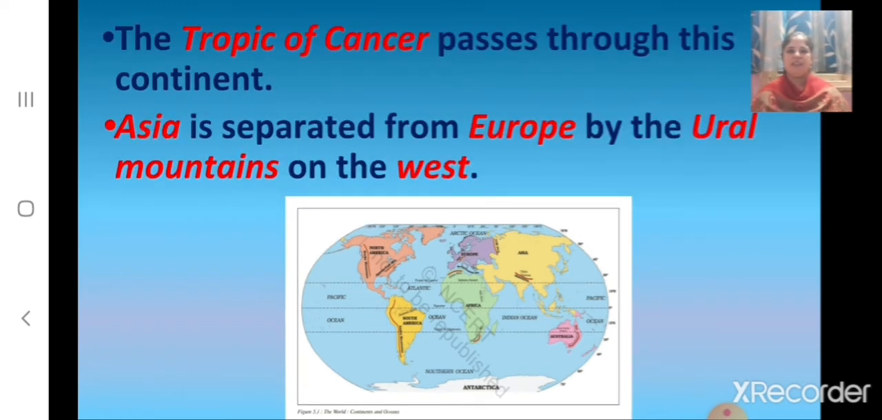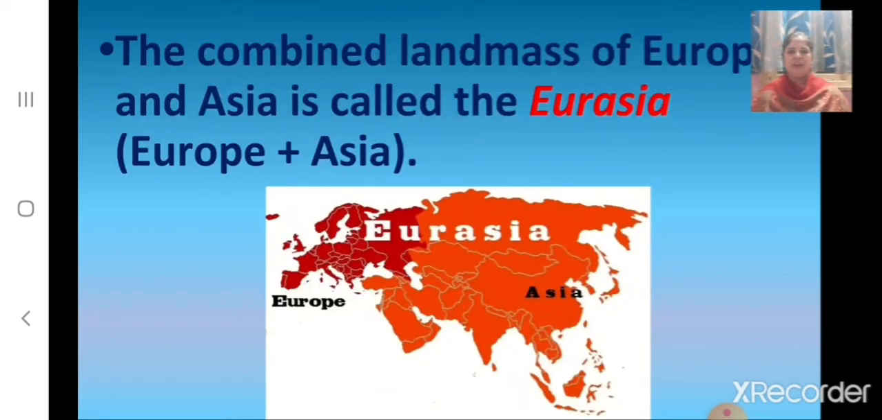And the Tropic of Cancer passes through this continent. And Asia is separated from Europe by the Ural Mountains on the west. Children, here if you look at the world map, you can see the Tropic of Cancer is passing through this continent. And how is Asia separated from Europe? Asia is separated from Europe by the Ural Mountains that are on the west. And the combined landmass of Europe and Asia is called Eurasia. That is Europe plus Asia. So what is the combined landmass of Europe and Asia called? It is called Eurasia.